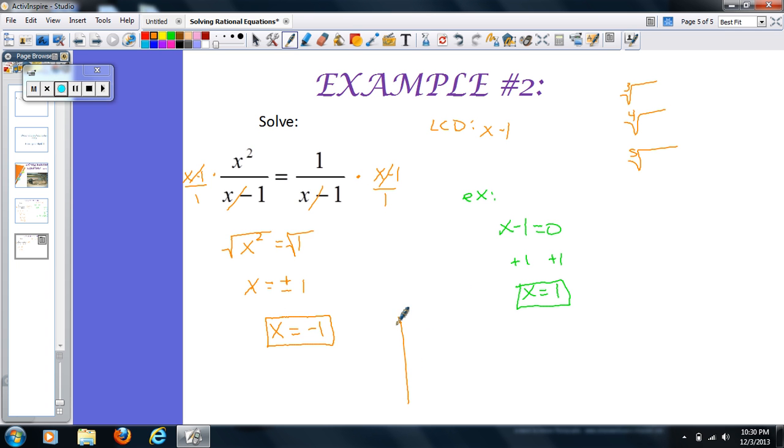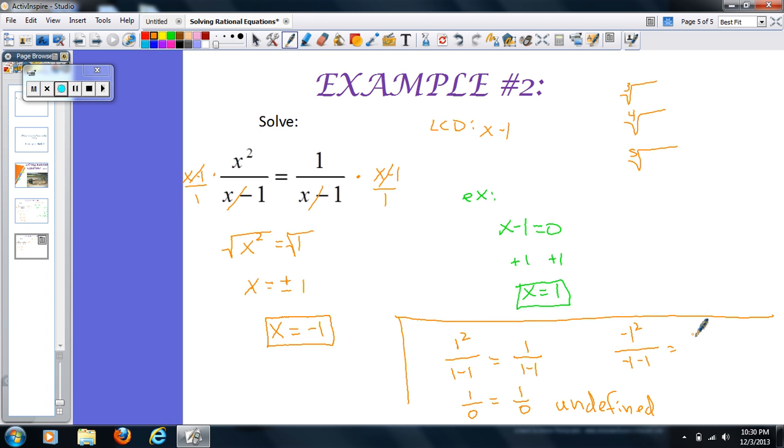And I'm going to show you why right now. Okay, if I put in 1, that's 1 squared over 1 minus 1 equals 1 over 1 minus 1. This is 1 over 0 equals 1 over 0. Well, 1 over 0 is undefined. Okay. If I try negative 1, that's negative 1 squared over negative 1 minus 1 equals 1 over negative 1 minus 1. This is 1 over negative 2 equals 1 over negative 2. And this one checks. So that is why my answer is just x equals negative 1 with an excluded value of x equals 1. Okay?